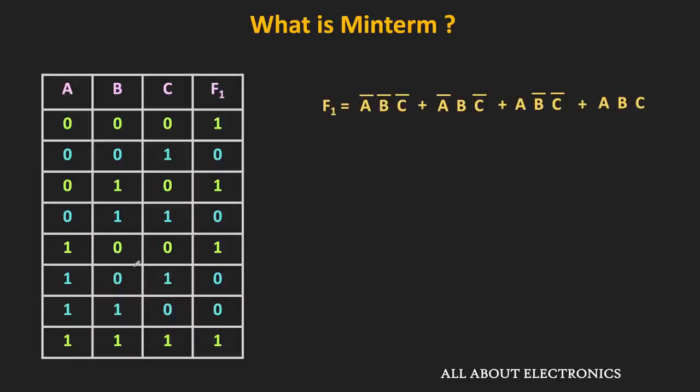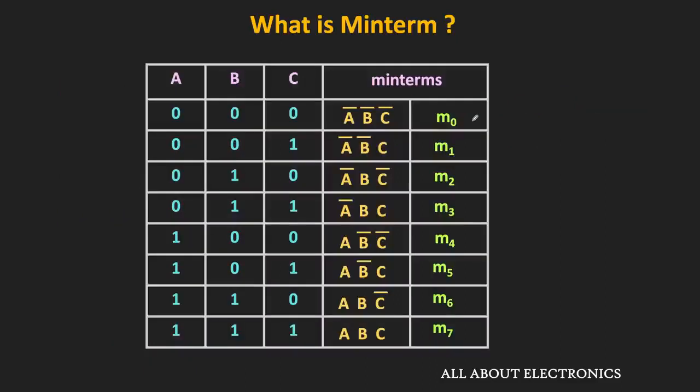And if you see this function f1, then it is in the canonical SOP form. Or we can say that it is the sum of minterms. Alternatively, we can also write this expression as m0 plus m2 plus m4 plus m7. Because as we have seen, this a bar dot b bar dot c bar is equal to m0, while this a bar dot b dot c bar is equal to m2. Likewise, this a dot b dot c corresponds to m7, while this a dot b bar dot c bar corresponds to m4.